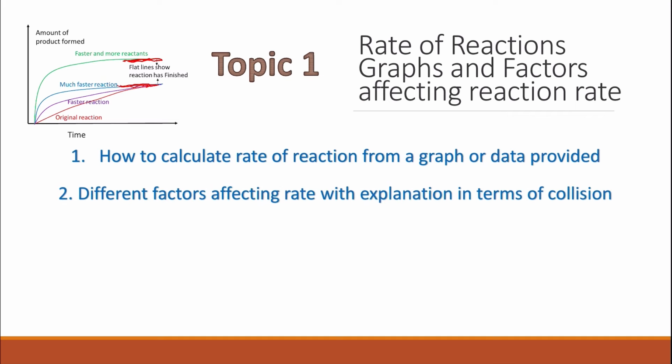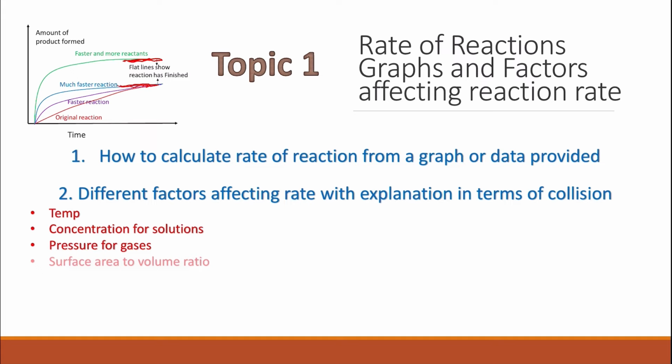And secondly, the different factors that affect the rate, with explanation in terms of collisions. It's very common in the exam to find a question using the collision theory: explain what happens when this factor changes and how this changes the rate of the reaction. You need to use the collision theory, and refer to the successful collisions and the frequency of collisions. These factors are the temperature. Increasing temperature increases the rate of the reaction. Increasing concentration of the solution will also increase the rate of the reaction, and in the case of gases it will be the increase of pressure, and then also the surface area to volume ratio.